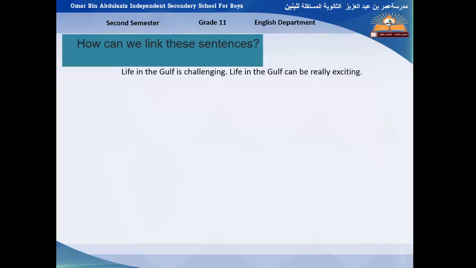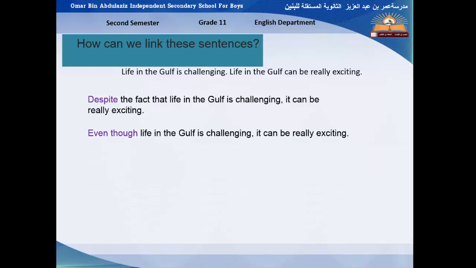Life in the Gulf is challenging. Life in the Gulf can be really exciting. We can use the linker despite. Despite the fact that life in the Gulf is challenging, it can be really exciting. Or we can use the linker even though. Even though life in the Gulf is challenging, it can be really exciting.